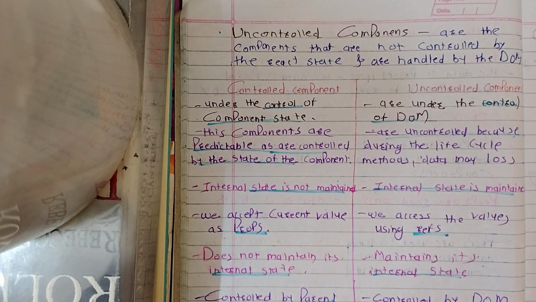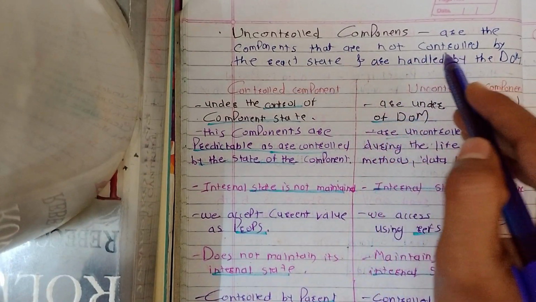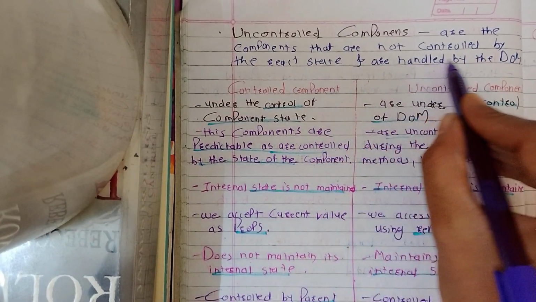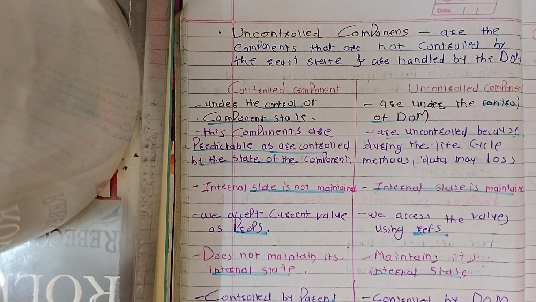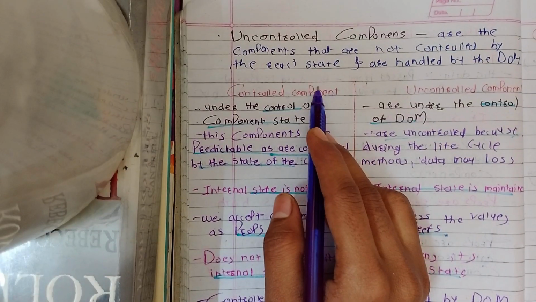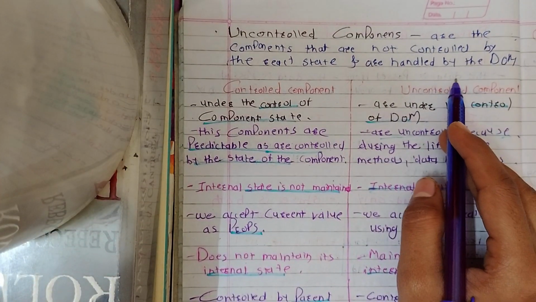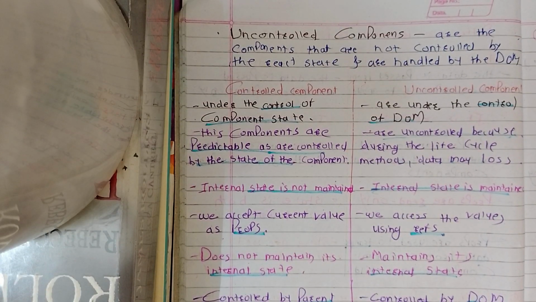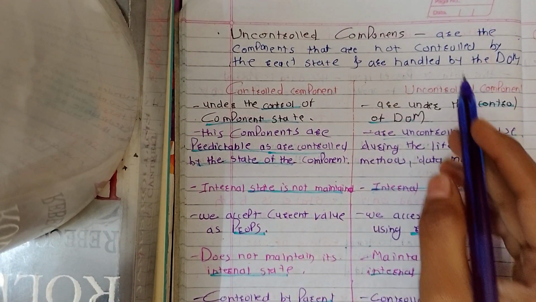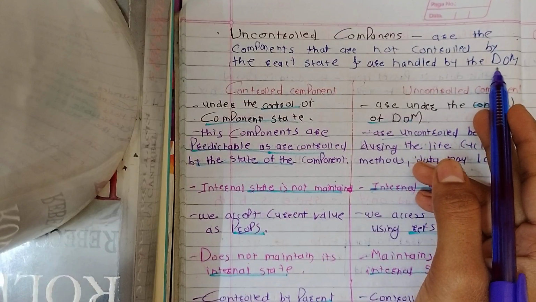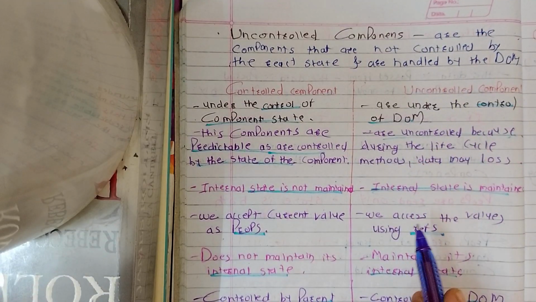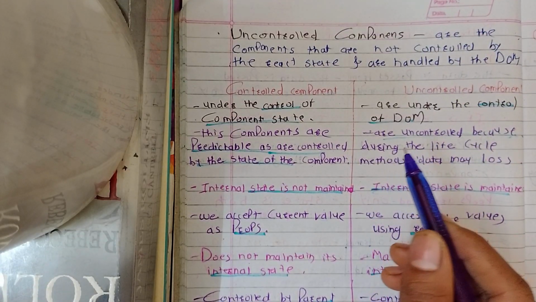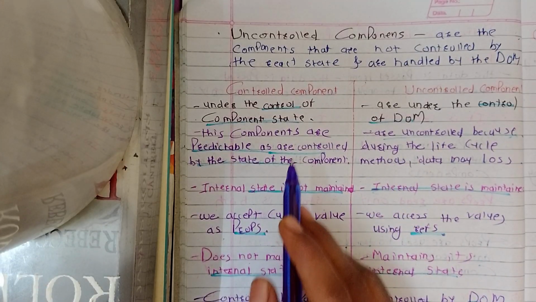Then the next one: uncontrolled components are components that are not controlled by the React state and are handled by the DOM. So an uncontrolled component is not handled by React. It is out of React's control and handled by the DOM, like user input, which is not executed by React but done by the DOM, which doesn't use the virtual DOM but the actual real DOM.